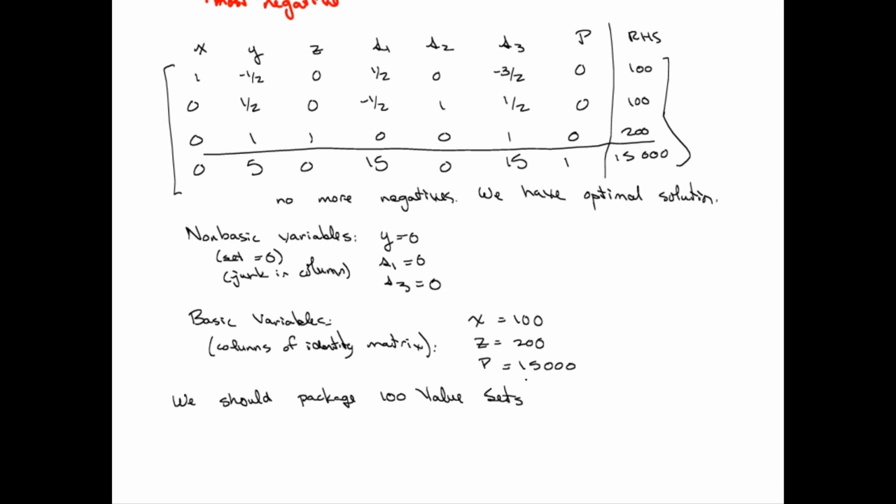Okay, y is 0, so that means we should make no regular sets at all. Remember, y stood for the number of regular sets, because y is 0, and z represented the number of deluxe sets, so we've got 200 of those. And our maximum profit is $15,000.